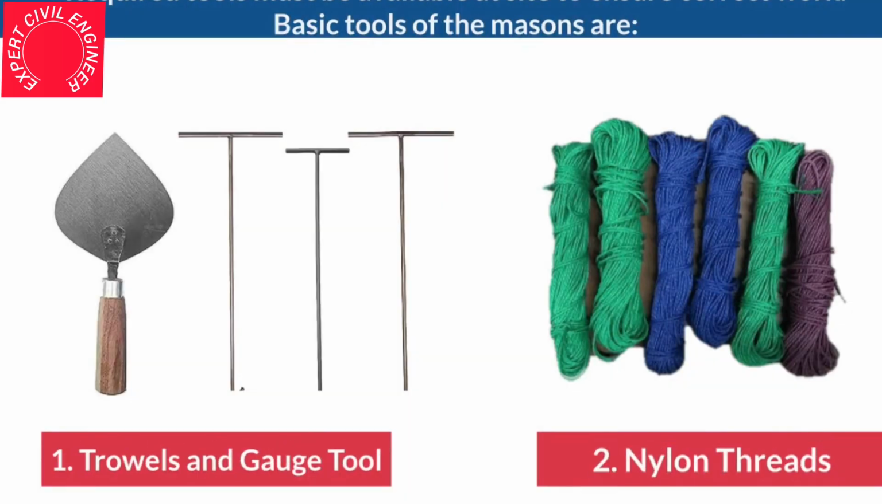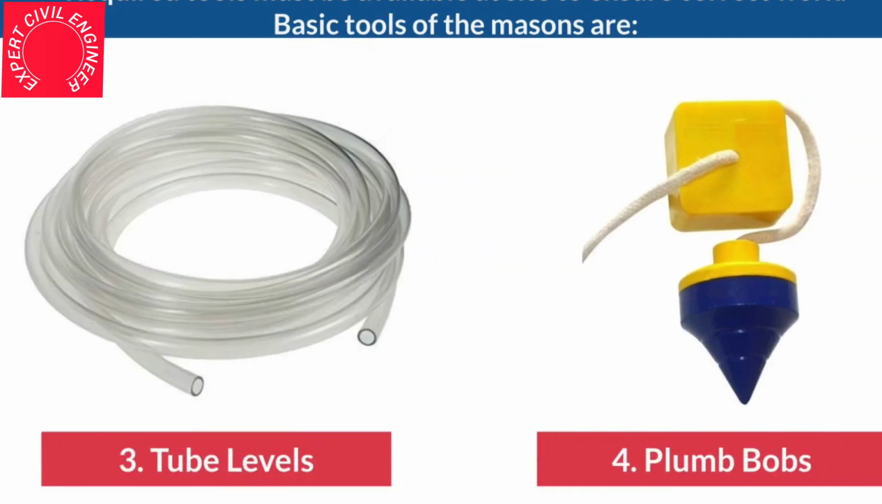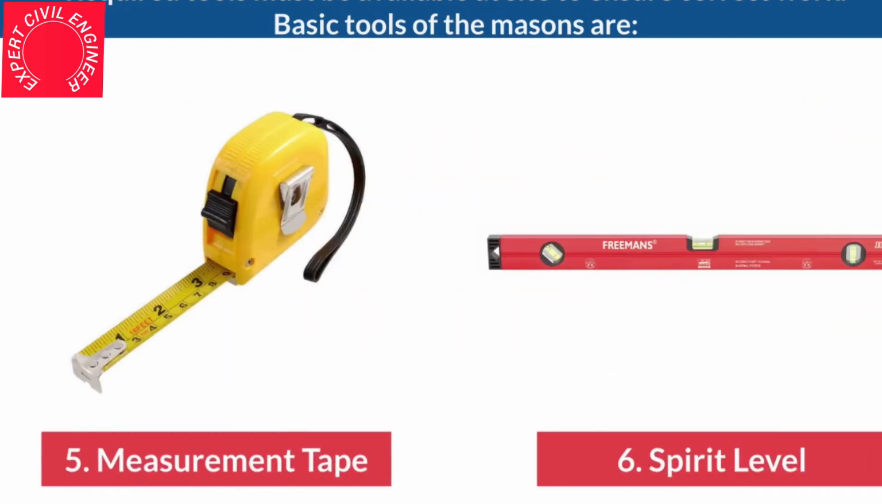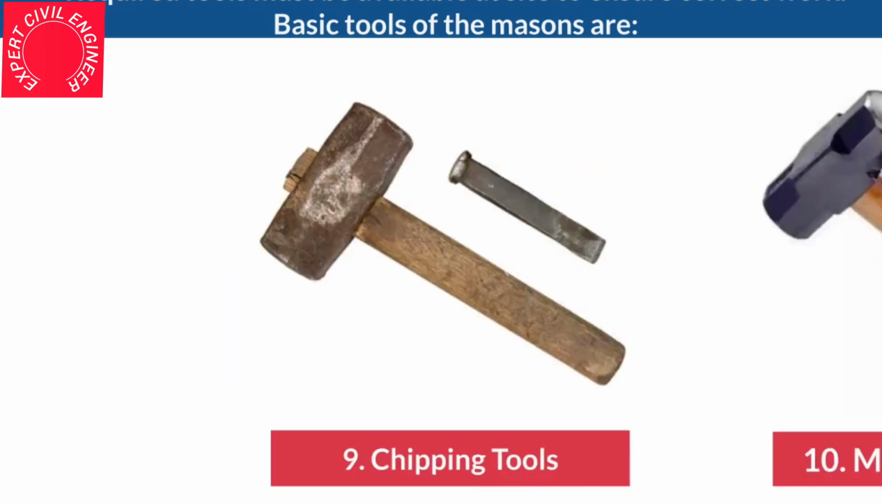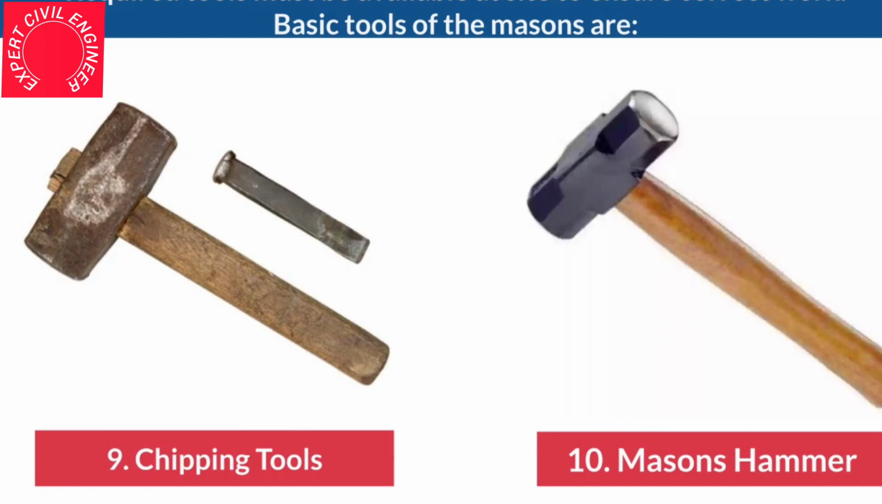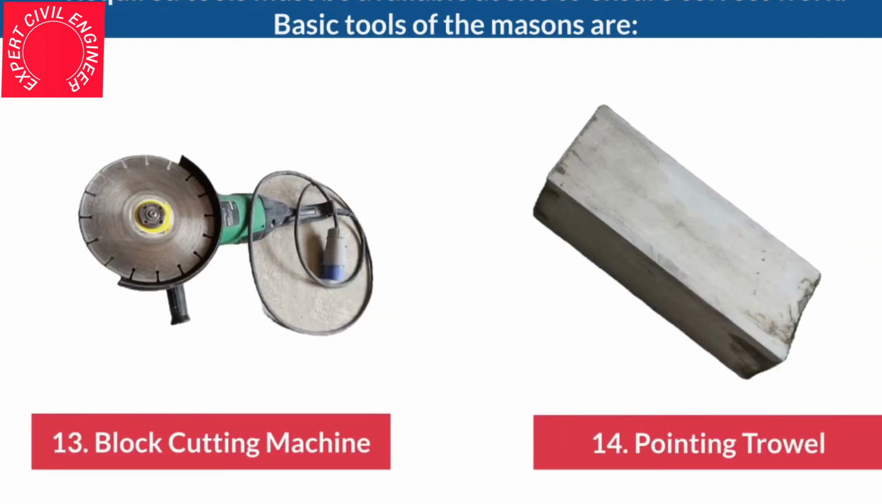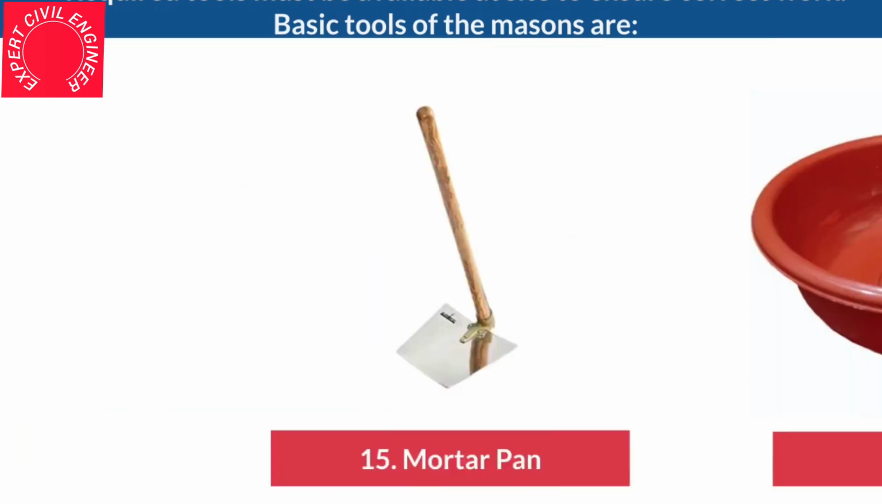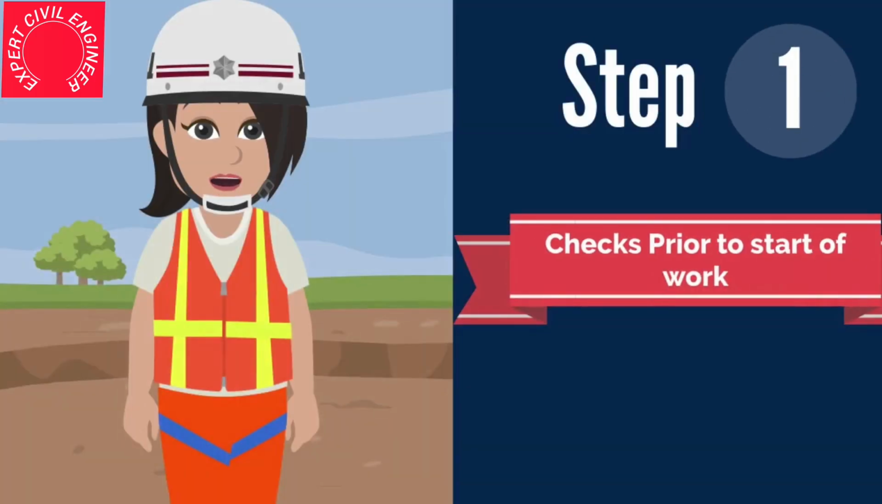Trowels and gauge tool, nylon threads, tube levels, plumb bob, measurement tape, spirit level, aluminium straight edge, right angle, chipping tools, mason's hammer, buckets, measurement box, block cutting machine, pointing trowel, mortar pan, spade. Let us quickly go through the checks which need to be done prior to starting the work.